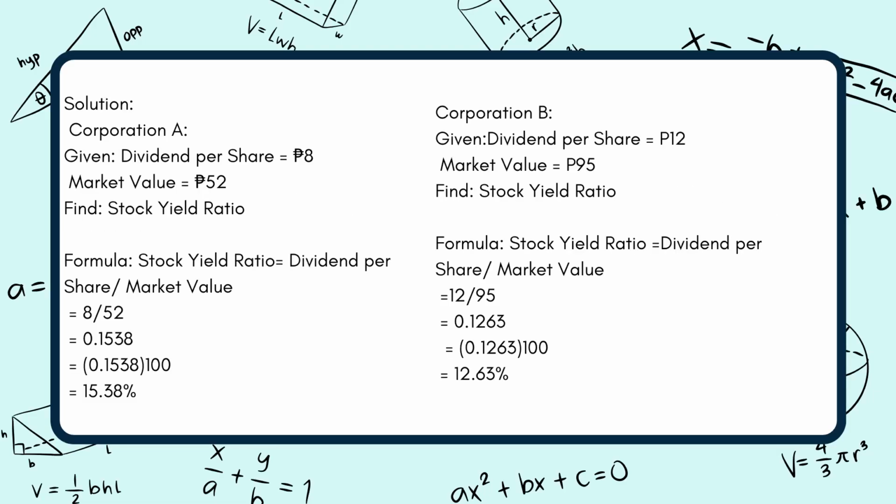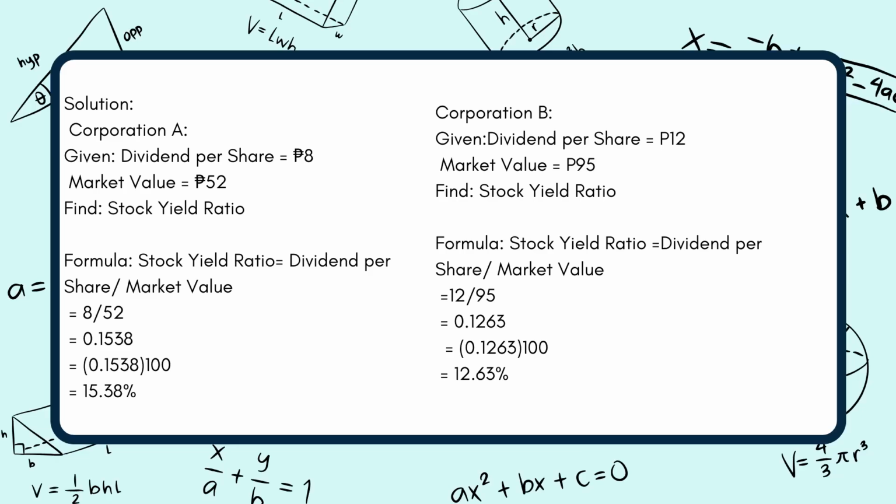Solution: Corporation A, dividend per share is equal to 8 pesos. Market value is equal to 52 pesos. We need to find the stock yield ratio. In order to find the stock yield ratio, we must divide dividend per share and market value. So 8 divided by 52 is equal to 0.1538. Since we are looking for the ratio, simply multiply your answer by 100. So 0.1538 times 100 is equal to 15.38%.